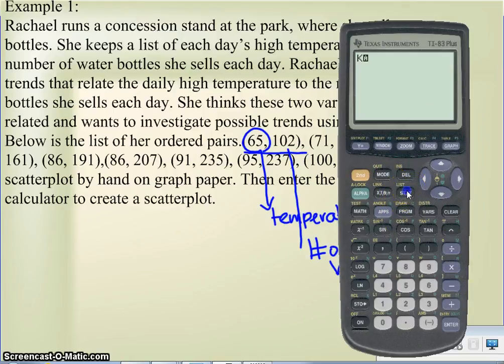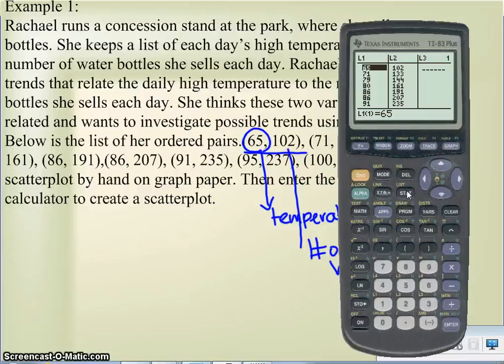And when you hit your stat button, it should come up like this. You're right where you need to be. It's at edit and edit number 1, so you're just going to hit enter. And you can see here you have a list 1 and a list 2. That's what your L1 and L2 represent.